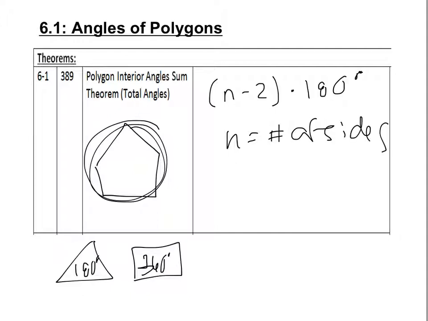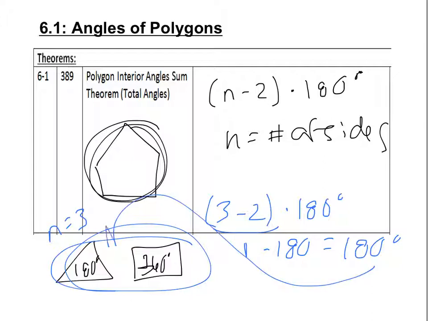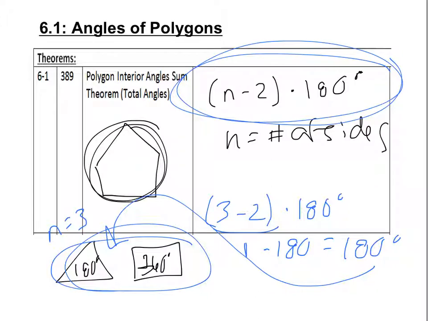And we can see that works with the two examples from down here because a triangle has 3 sides, and if we plug 3 in for our n, we have (3 minus 2) times 180. 3 minus 2 is 1. 1 times 180 is 180 degrees, and we know in a triangle there's 180 degrees. So you can use this formula for any type of polygon. It doesn't have to be regular. As long as it's a polygon, you can use that to see how many degrees are on the inside of the figure.